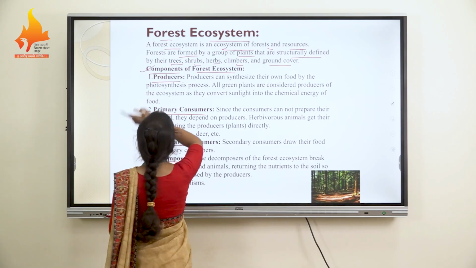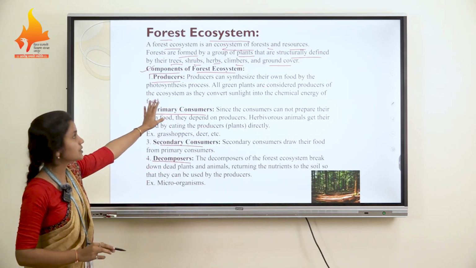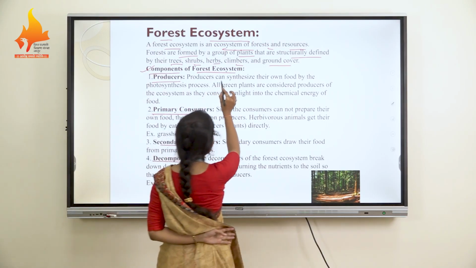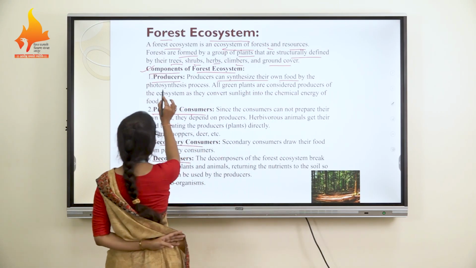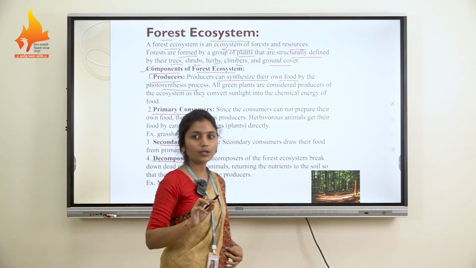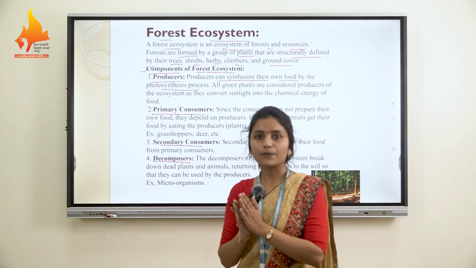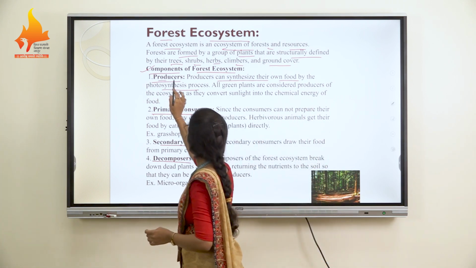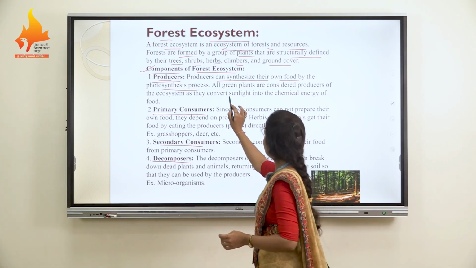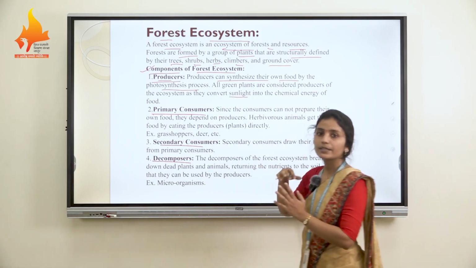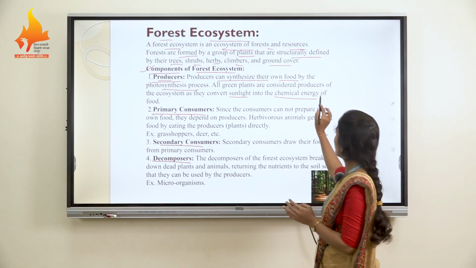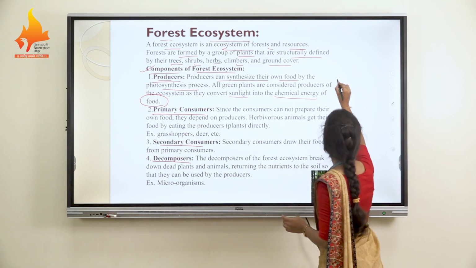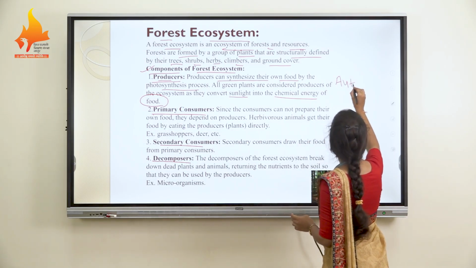We'll see the components of the forest ecosystem. The first one is producers. What are producers? Producers can synthesize their own food by the process of photosynthesis, meaning all green plants found in the forest are called producers. They use light energy and convert it into chemical energy, stored in the form of food. These organisms are called producers, also called autotrophs.